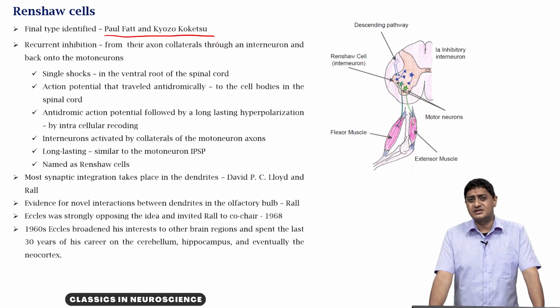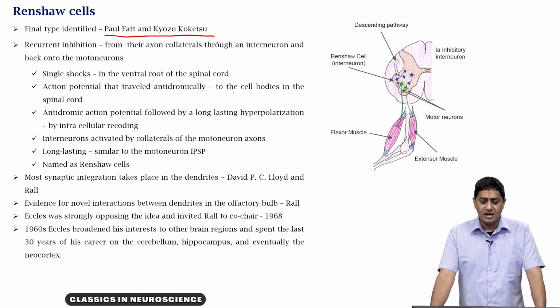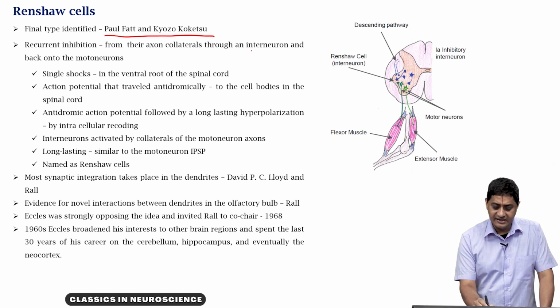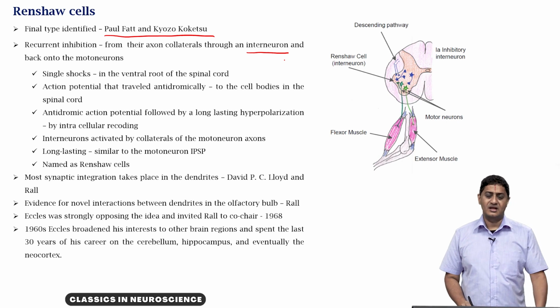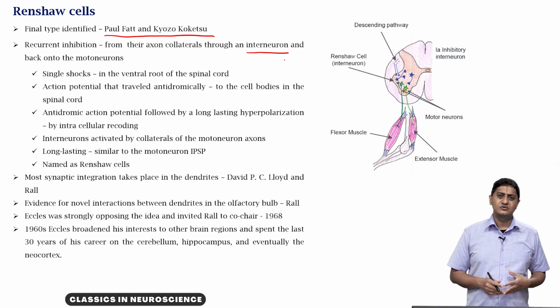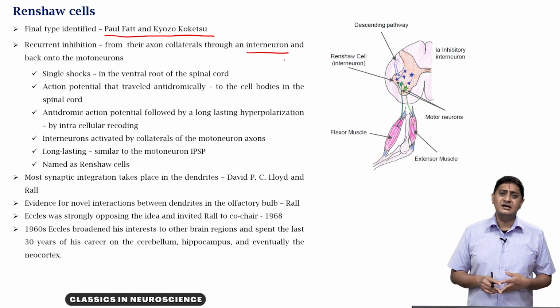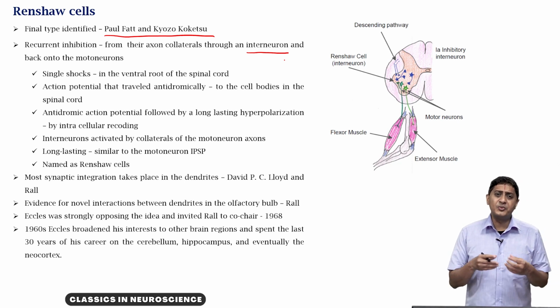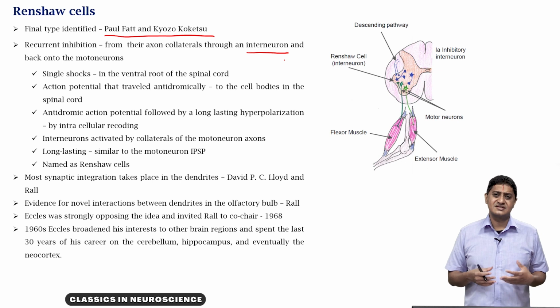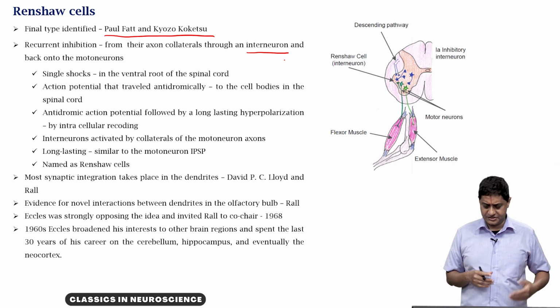When alpha motor neurons innervate and excite the muscle fibers, collaterals or branches from these alpha motor neurons also activate an interneuron, and this interneuron goes back to inhibit the alpha motor neuron and the alpha motor neuronal pool that causes this contraction or this excitation.